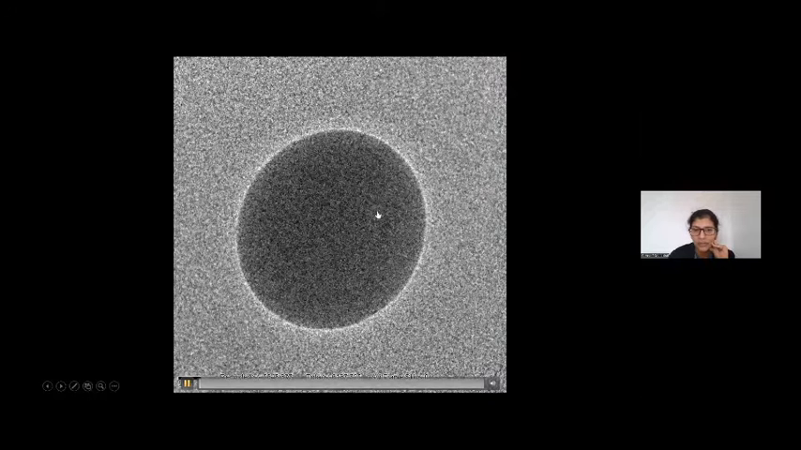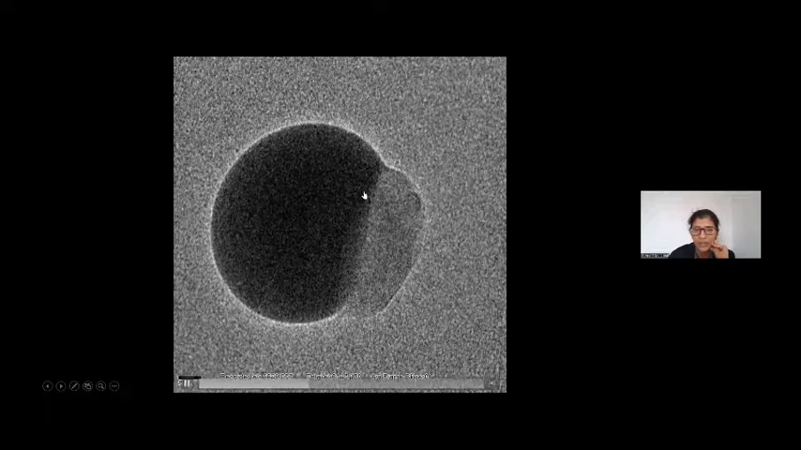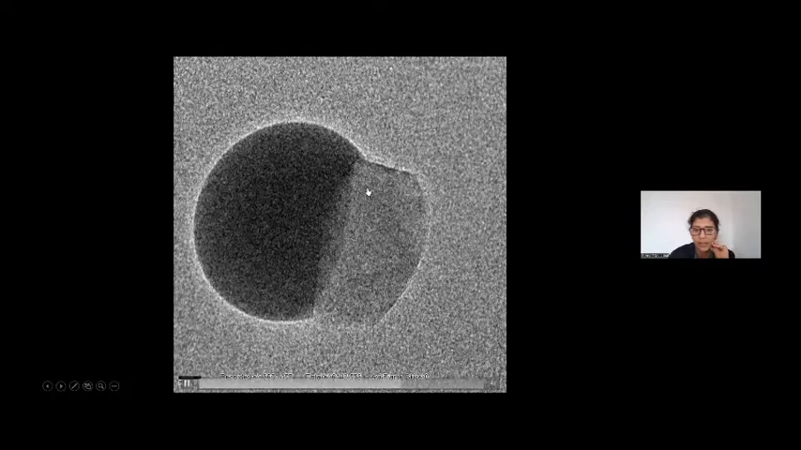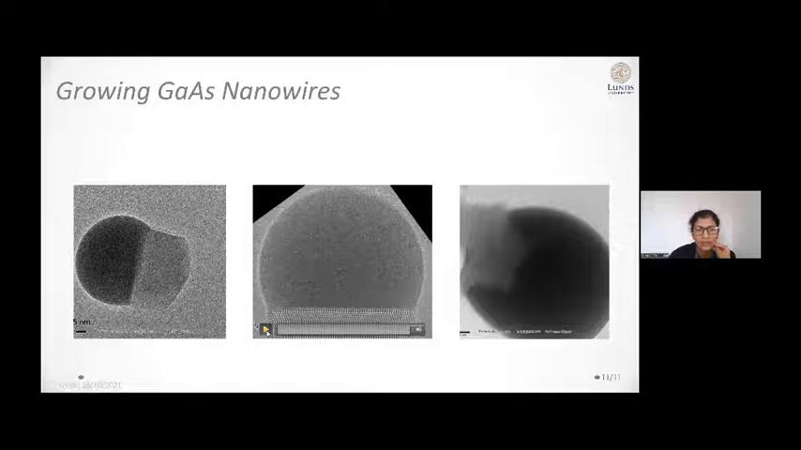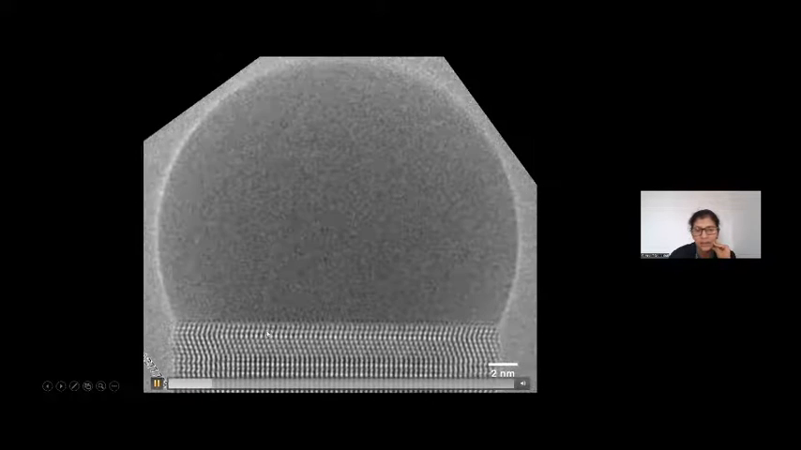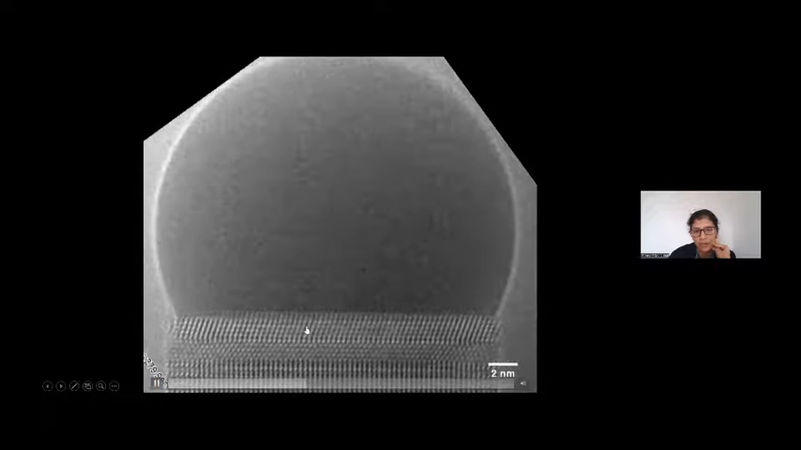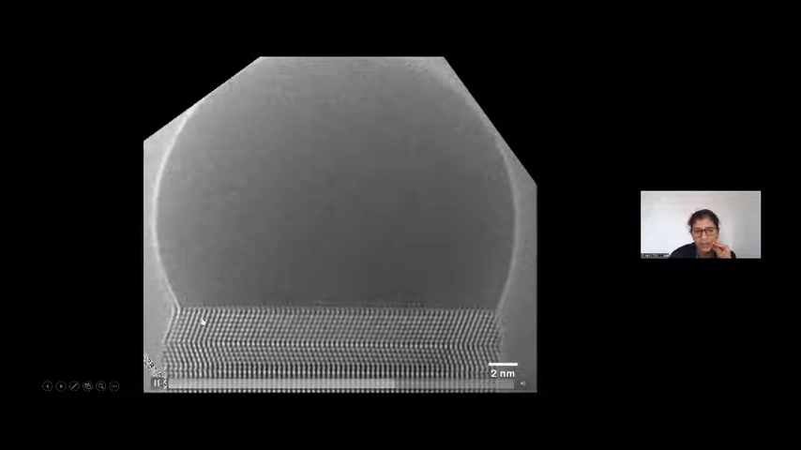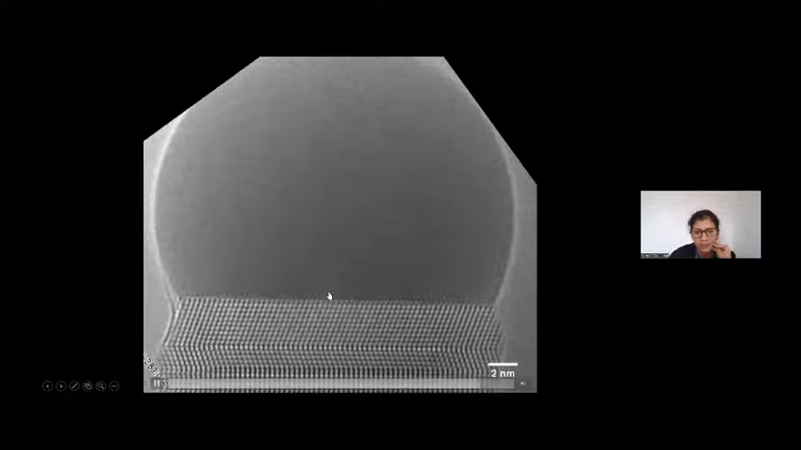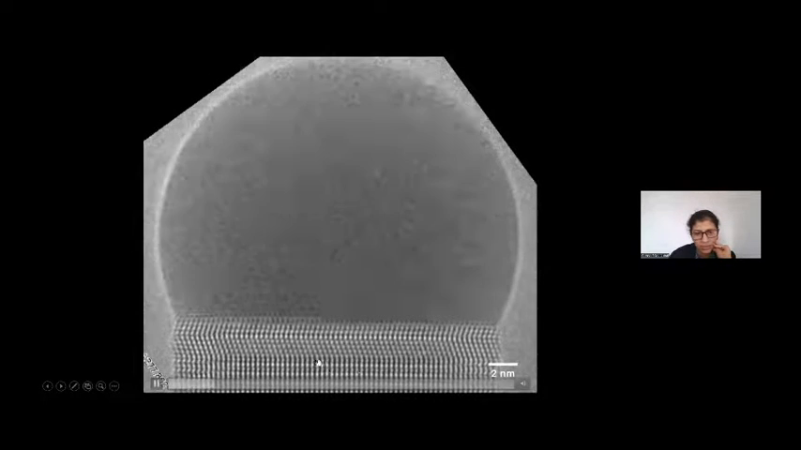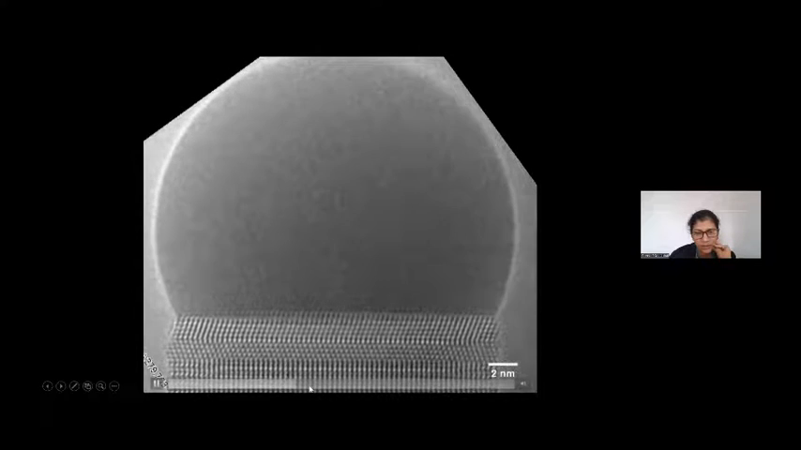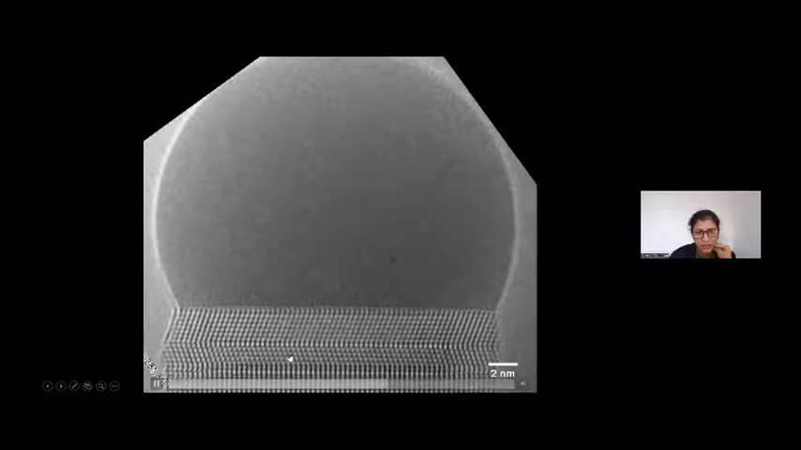So you see there's one chunk which started growing, and now it's becoming a nanowire. And let us look at another example. Here again, you see the nanowire growing, and you see that the nanowire is growing one layer after another. And you can see that there are two different crystal structures also. This is in a wurtzite phase, and this is actually a zinc blende phase that you see.